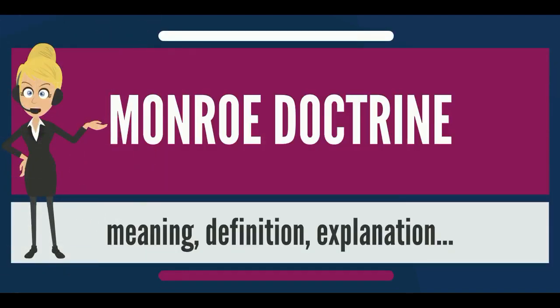The Monroe Doctrine was a U.S. policy of opposing European colonialism in the Americas beginning in 1823. It stated that further efforts by European nations to take control of any independent state in North or South America would be viewed as the manifestation of an unfriendly disposition toward the United States.